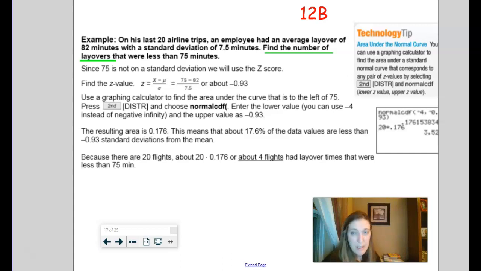So here's what's going on. There's 20 airline trips. An employee had a mean layover of 82 minutes with a standard deviation of 7.5 minutes. So right here is the mean, and then standard deviation of 7.5. And eventually they want me to find the number of layovers that were less than 75. We'll get to that clue in a minute. So first thing they did is they found the z-score. So x minus mean divided by 7.5, and it came out to -0.93.